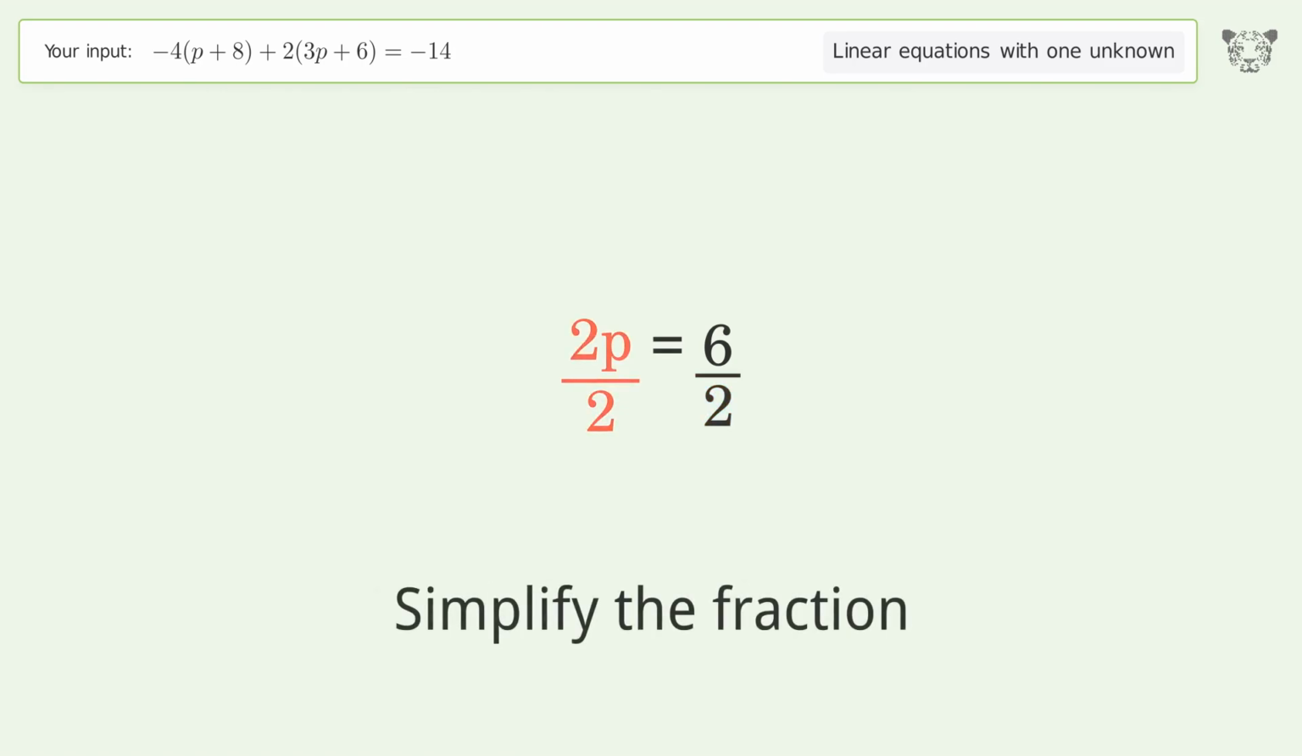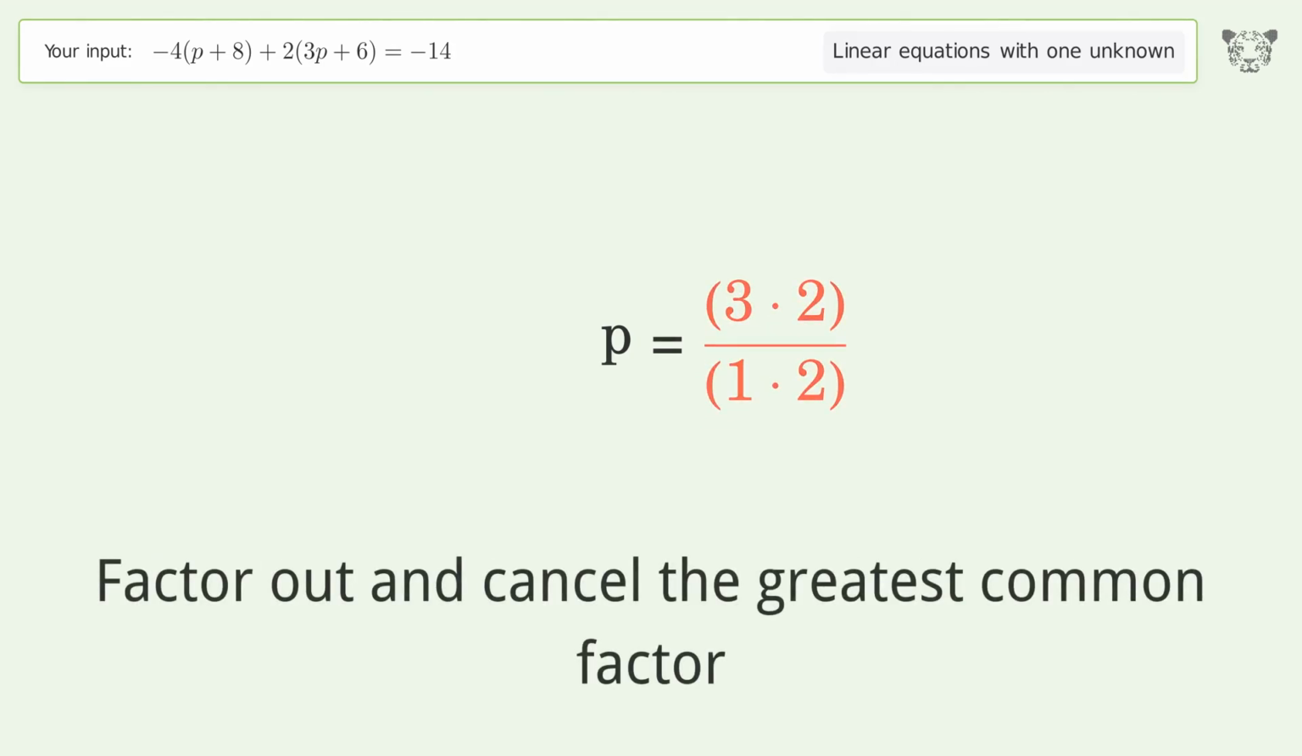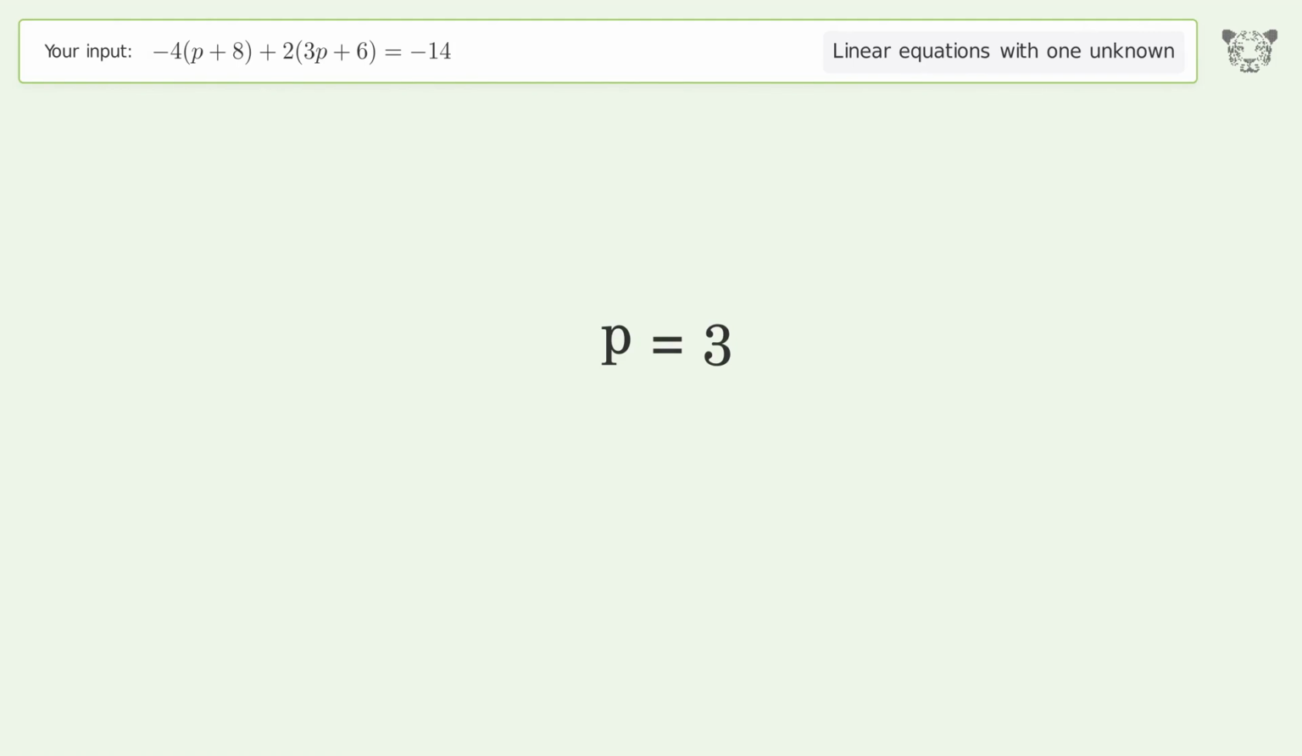Simplify the fraction. Find the greatest common factor of the numerator and denominator. Factor out and cancel the greatest common factor. And so the final result is p=3.